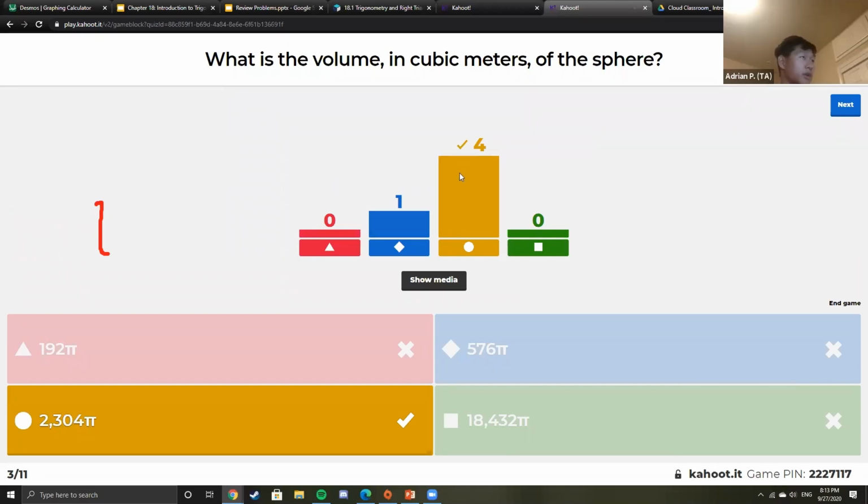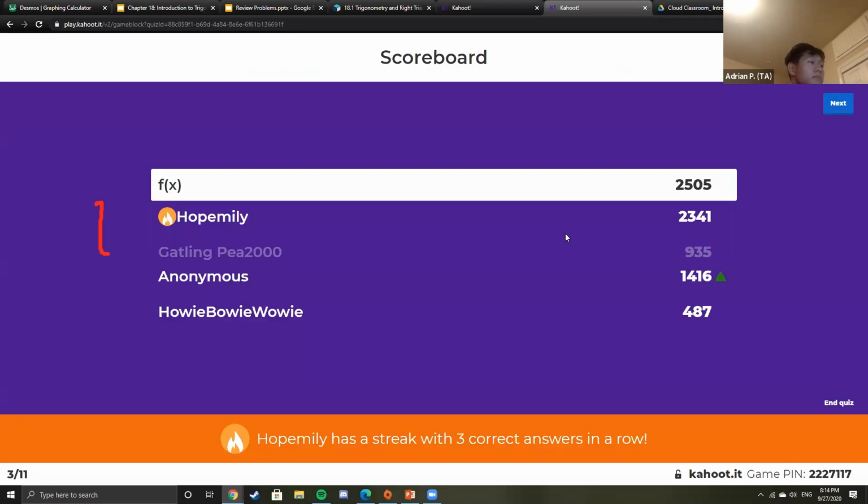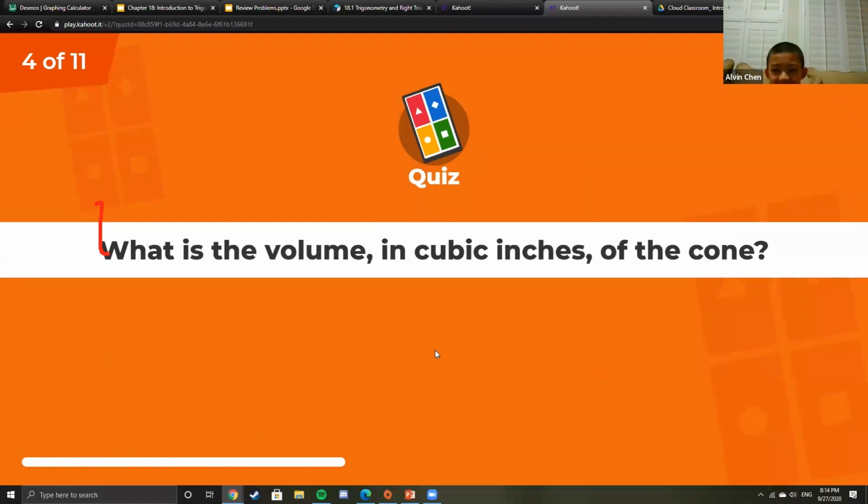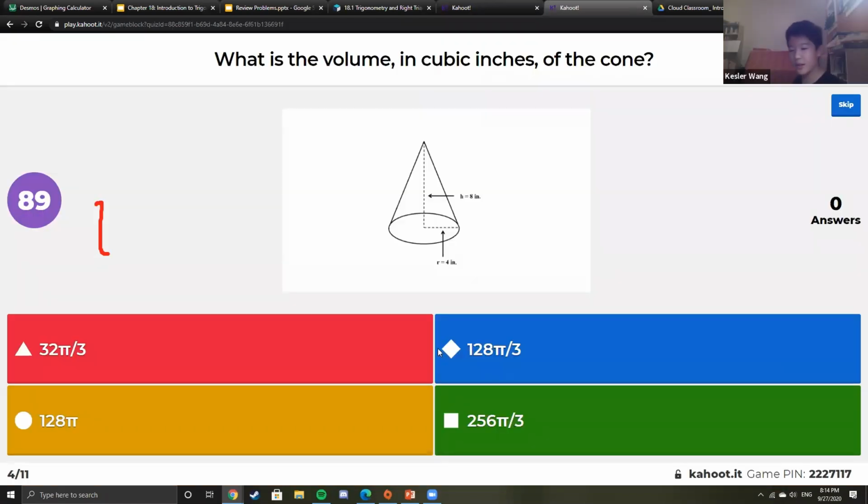So for this question, you just use that formula, 4/3 pi r cubed, and you just plug in 12 for r, and then you solve it out, and you should get this value. X is in the lead. What is the volume in cubic inches of the cone?